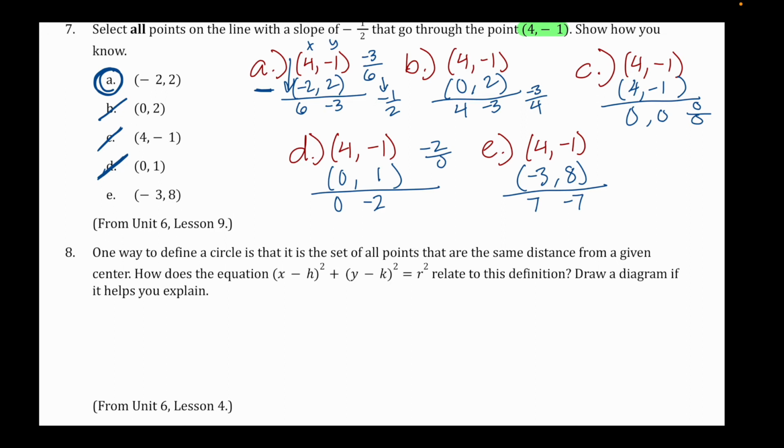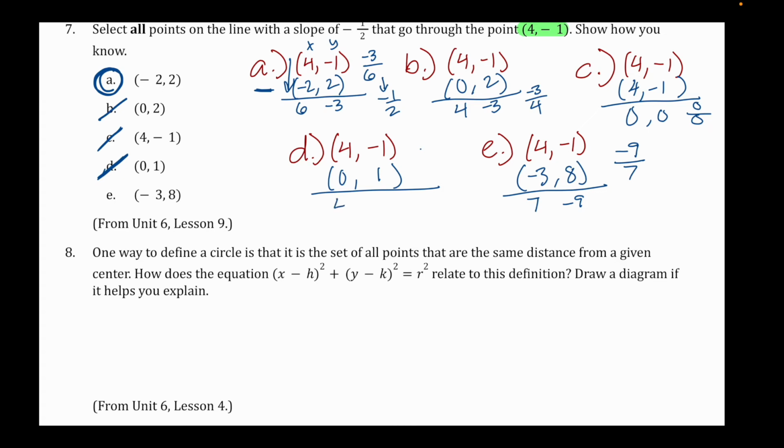I'm sorry, this is not negative 7. This is going to be negative 9. So negative 9 over 7 is not going to create negative 1/2. Oh, oops. I did do this one wrong. Sorry. I did D. I was like, something's wrong here. I thought D was actually going to give me this answer.